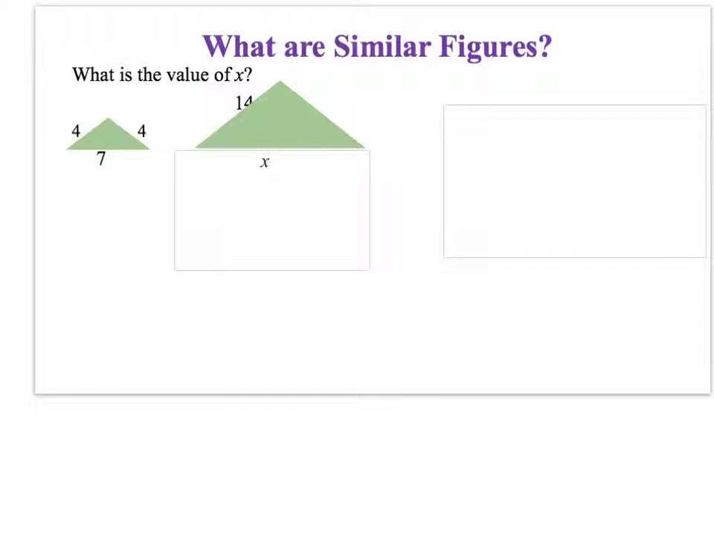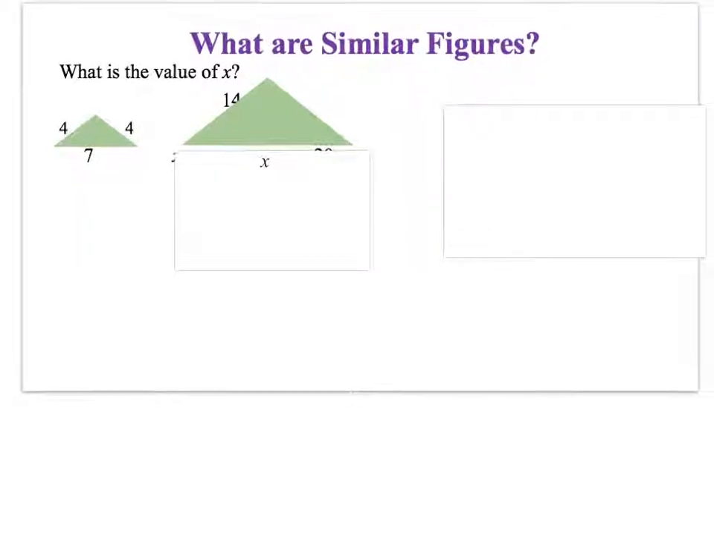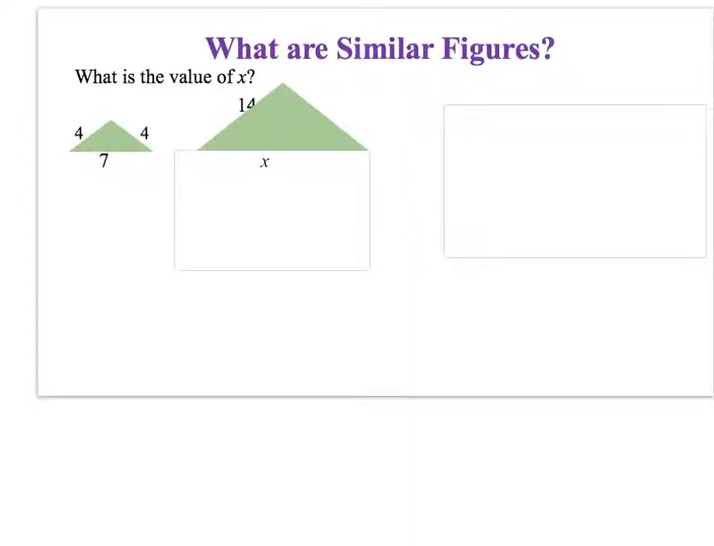Because corresponding sides in similar figures are equal, we can use proportions to find missing values within similar figures. So looking at the first one, I have two things that I'm going to be comparing. I have a small triangle and a big triangle. I'm going to go ahead and find a set of corresponding sides. So I have 4 corresponds to 14, so that's going to be my first ratio. That ratio of corresponding sides is going to be equal to the ratio of 7 and x.